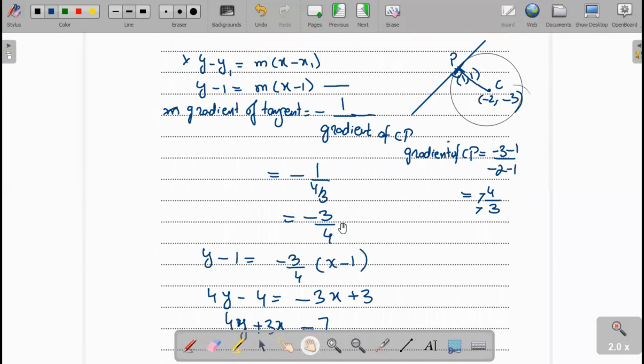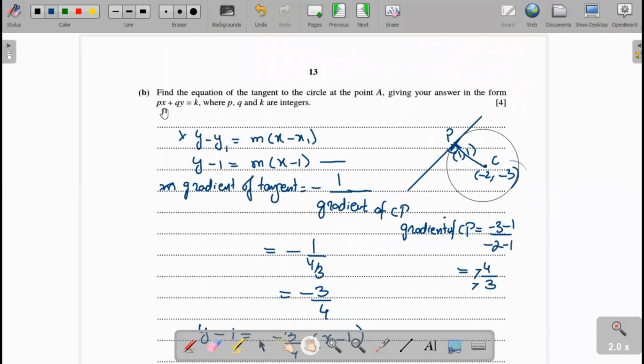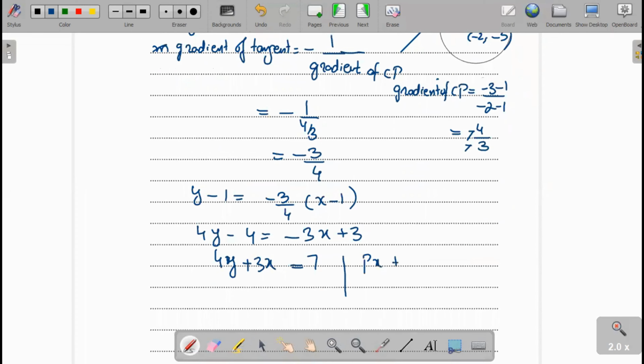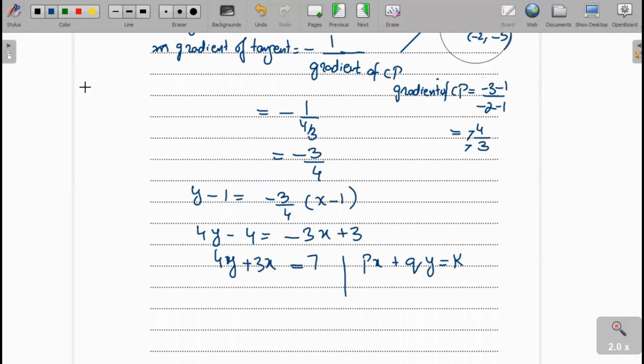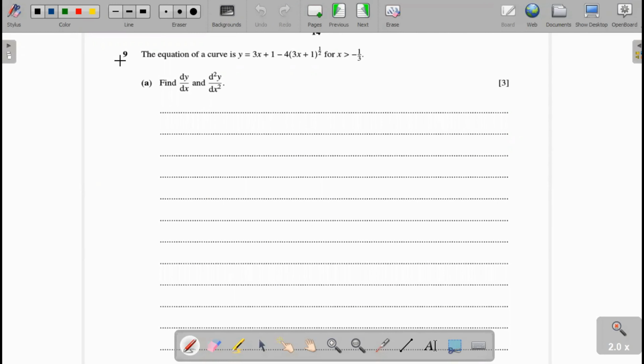This is the equation of the tangent, and we compare it with Px plus Qy equals K. When we compare, we see that P equals 3 and Q equals 4, and K equals 7. This is the answer. Next, question 9.